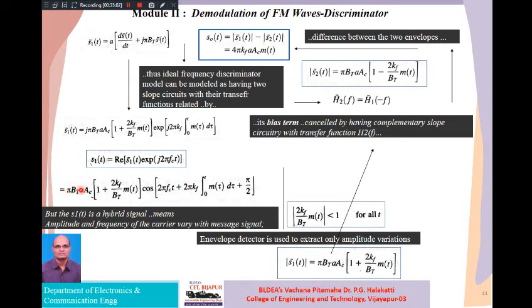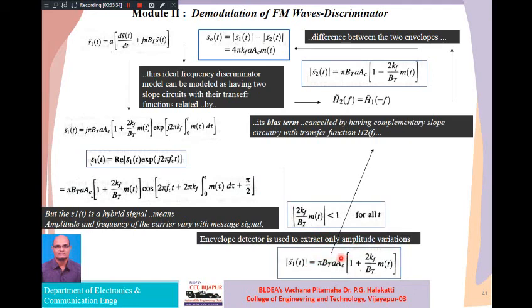So it will contain both amplitude variations and frequency variations, which vary as per the amplitude variations of the message signal. In order to nullify the frequency variations and to detect the amplitude variations, we are using an analog detector, which is going to apply this condition on this equation and help us to identify the amplitude variations.